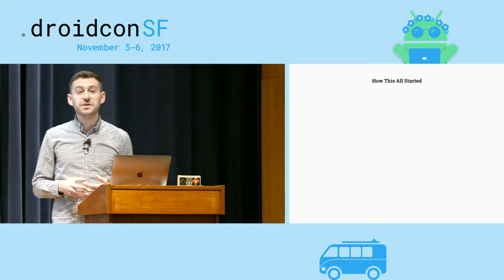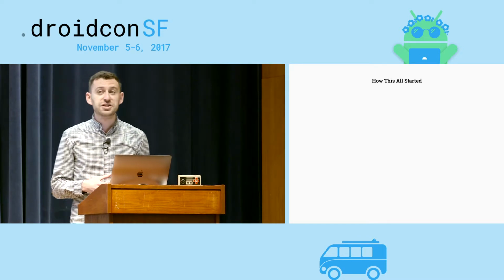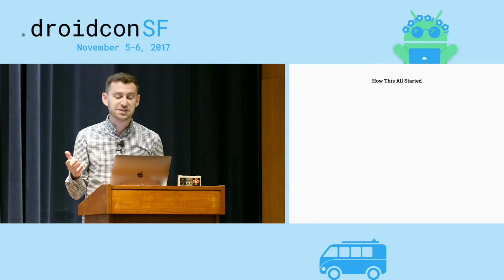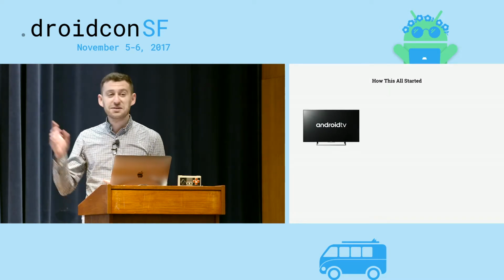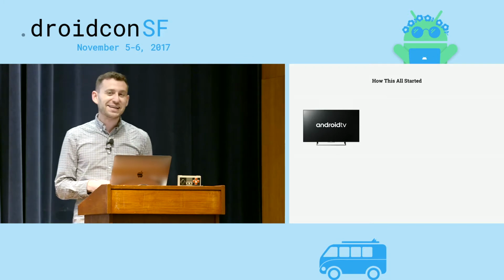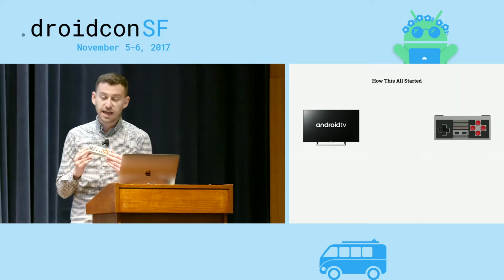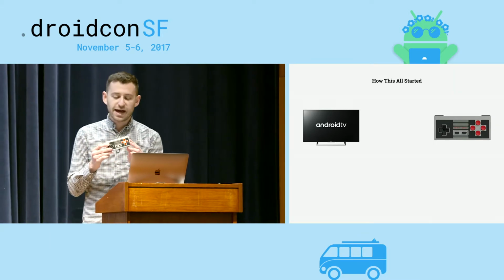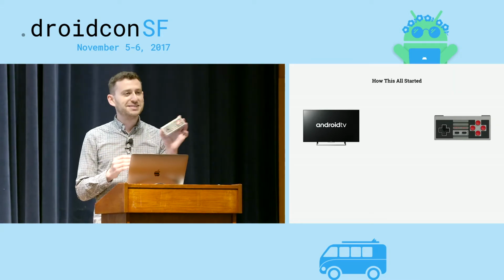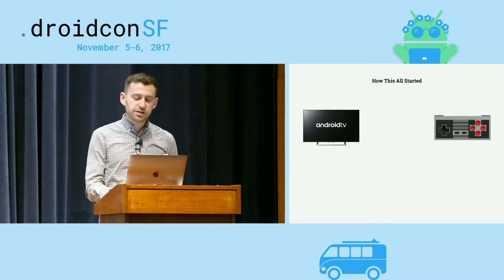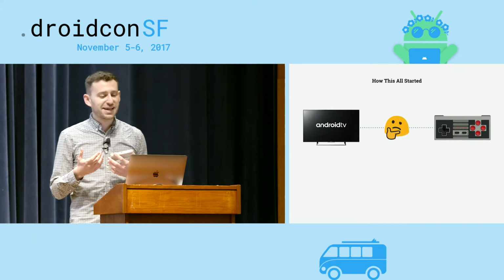So this project started for me about 7 months ago. I had just moved from San Francisco to New York City, and I was setting up a new apartment. So I picked up a new TV that runs Android, of course, and I was unpacking some boxes, and I found this thing. And this is a Bluetooth controller that is designed to look like an old Nintendo controller. And so I wondered, could these two things work together?